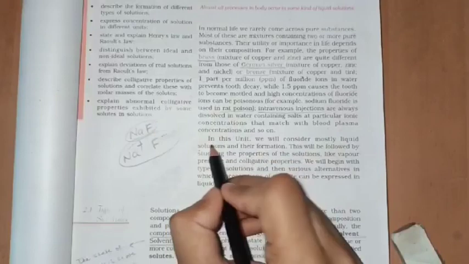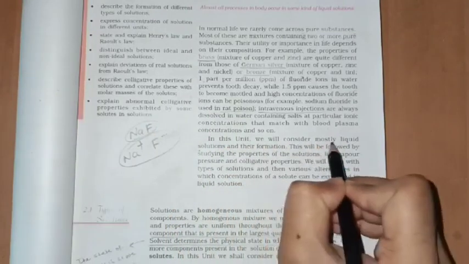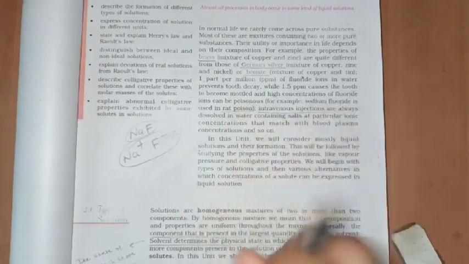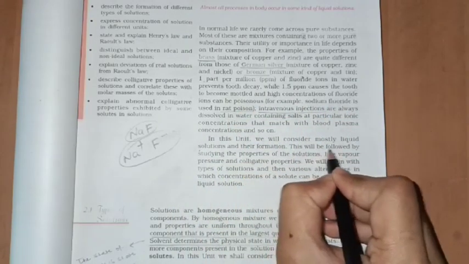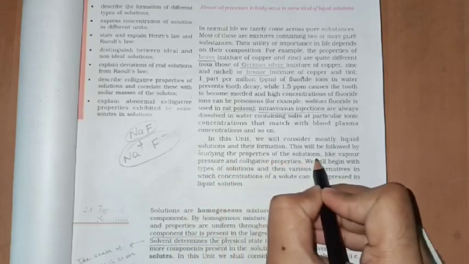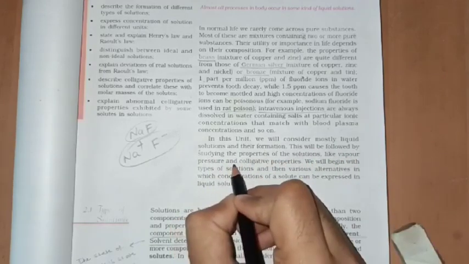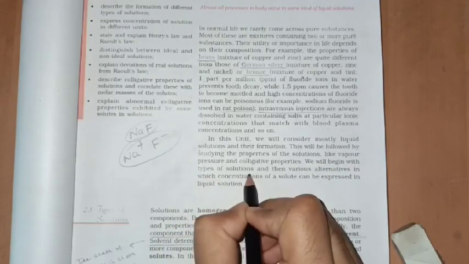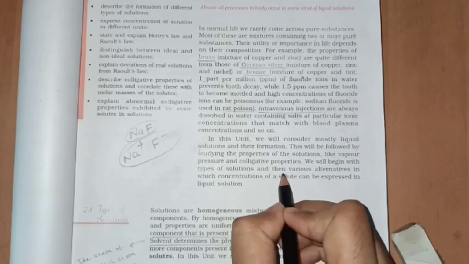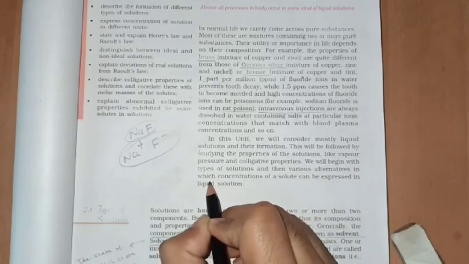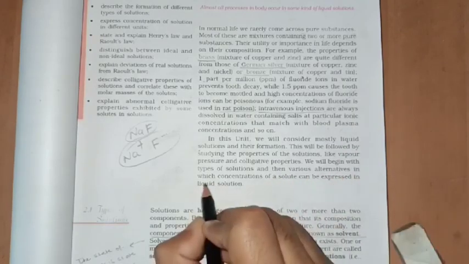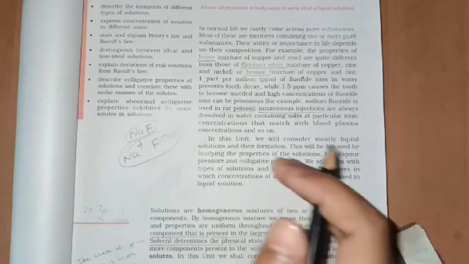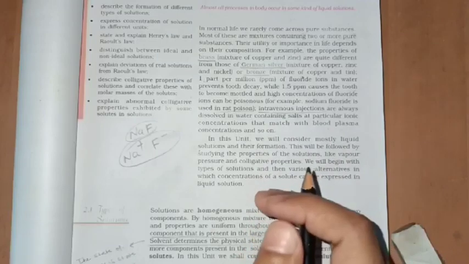Now in this unit we shall consider mostly liquid solutions and their formation. So we will deal basically with liquid solutions. This will be followed by studying the properties of solutions like vapor pressure and colligative properties. We will begin with types of solutions, and then the various ways in which concentrations of a solute can be expressed in liquid solutions. So these are the topics that we will discuss in this chapter.